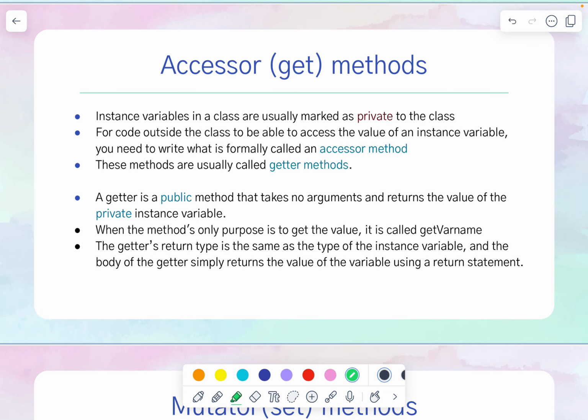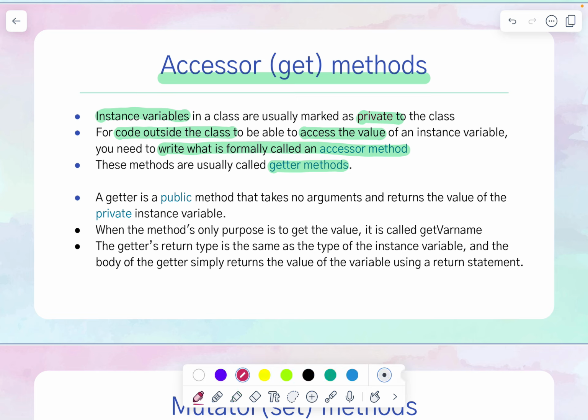There are two special types of methods. One is called accessor or get methods, and the other is called mutator or set methods. So let's just recap these methods to make sure we remember all the basics. Recall that those instance variables are supposed to be private to the class, meaning that only the class has direct access. For code outside the class, if we want to be able to access the value, we have to write what is often called an accessor method, or more commonly called a getter method.